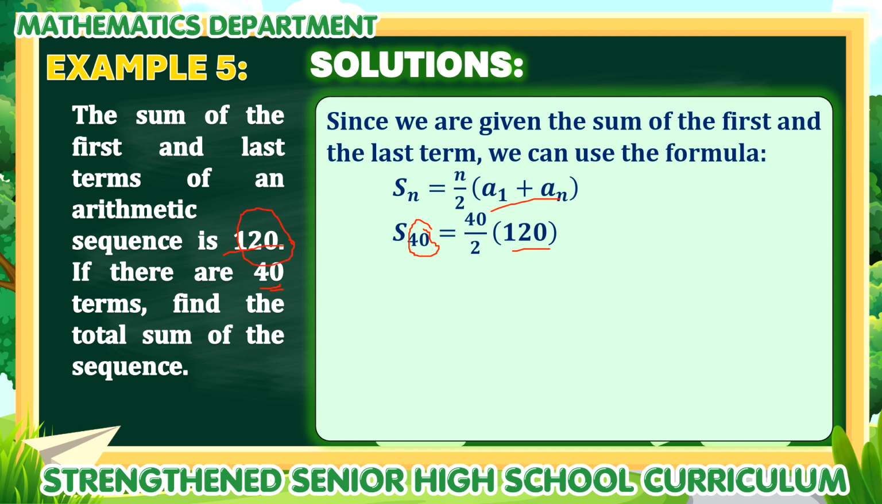Now simplifying this, 40 divided by 2 gives us 20, and after that multiplying it by 120 gives us a total of 2,400. So therefore, the sum of our given sequence is 2,400.